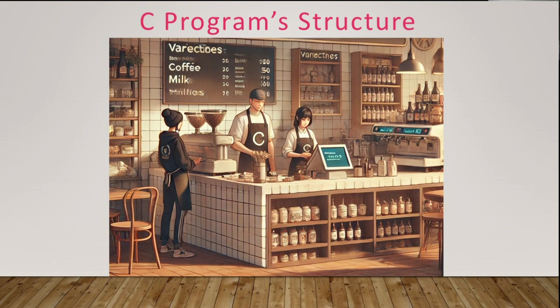There's a cafe called C Cafe, and the C Cafe sells a lot of things, like different kinds of coffees, and we can have milk. This is managed by Charlie. You can see the image of Charlie standing there along with two of his subordinates. Now, how does this cafe work?